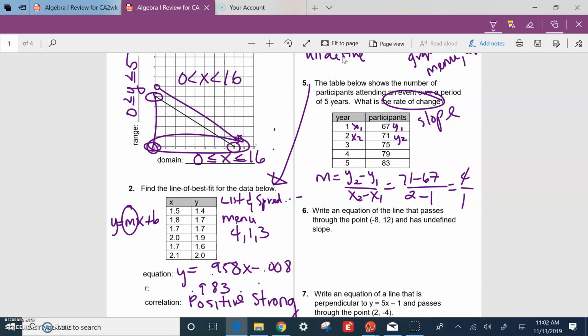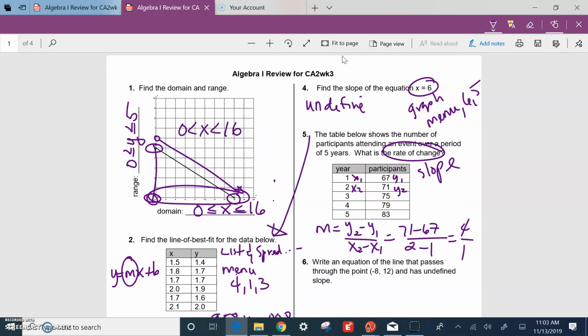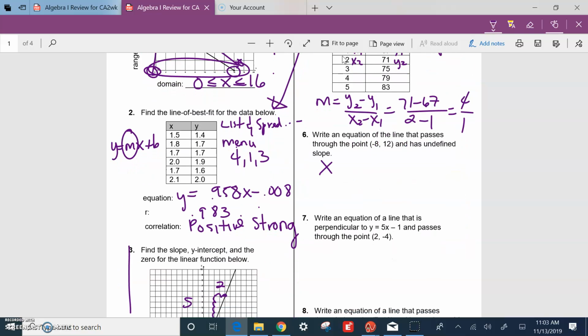Number 6, it says write an equation of a line that passes through the point -8, 12, and has an undefined slope. So we just went over a line that is undefined. It looks like this, x equals 6. So then it's going to be x equals something. Well, if you look at your point, this is the x coordinate, so it's x equals -8.